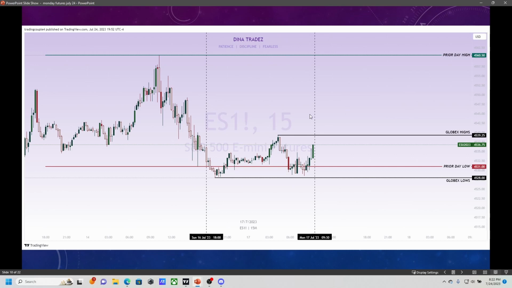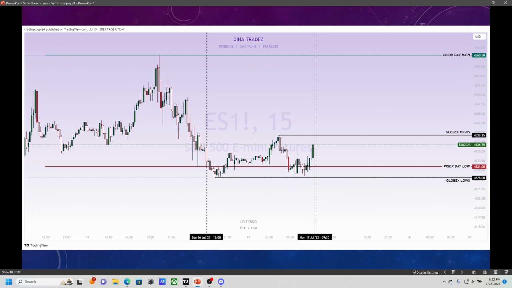So then that's where you look at the analysis, and then you wait for the open to see will it take out the high of Globex. That's your first target and your first stepping stone, essentially.